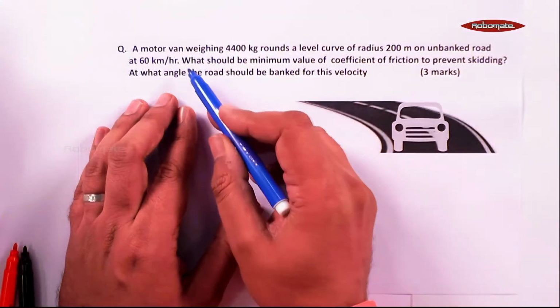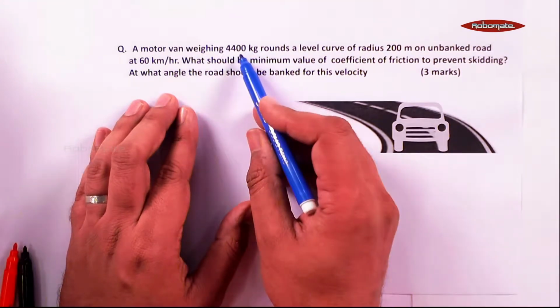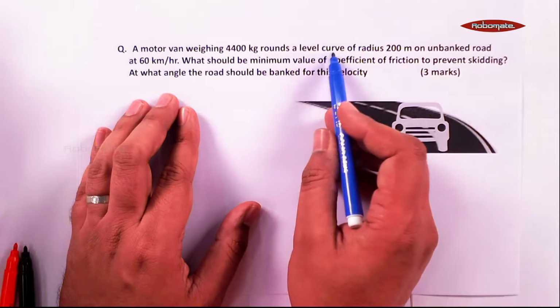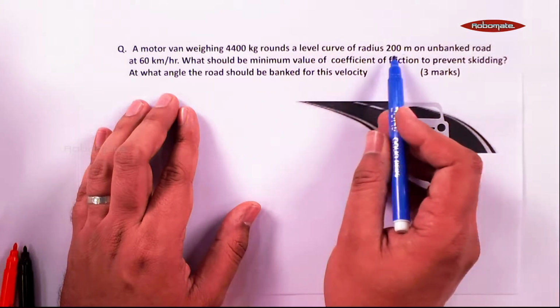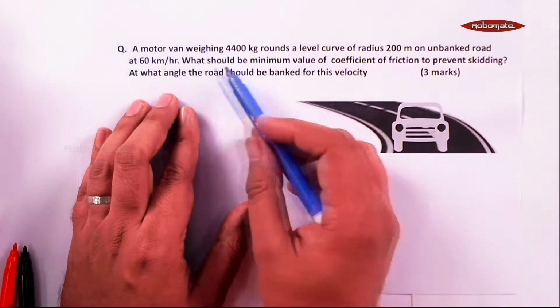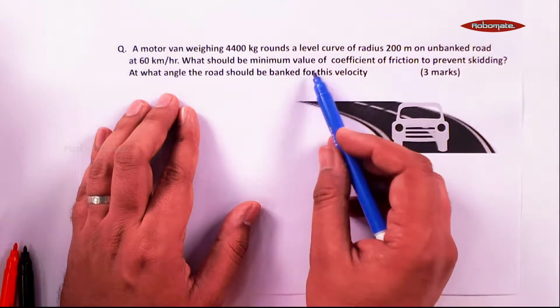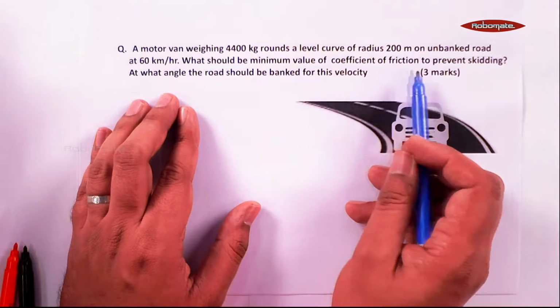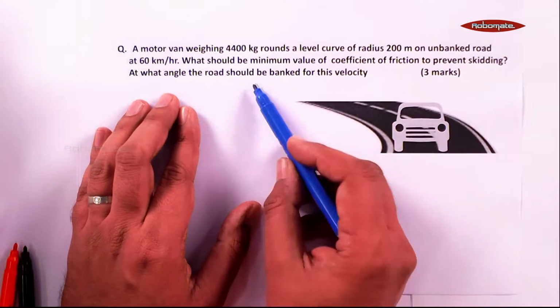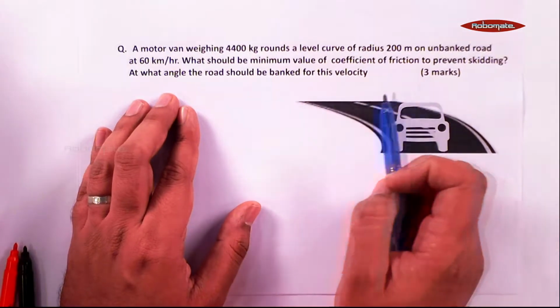Read the numerical. A motor van weighing 4400 kg moves around a level curve of radius 200 meter on an unbanked road at 60 km per hour. What should be the minimum value of coefficient of friction to prevent skidding, and at what angle the road should be banked for this particular velocity?